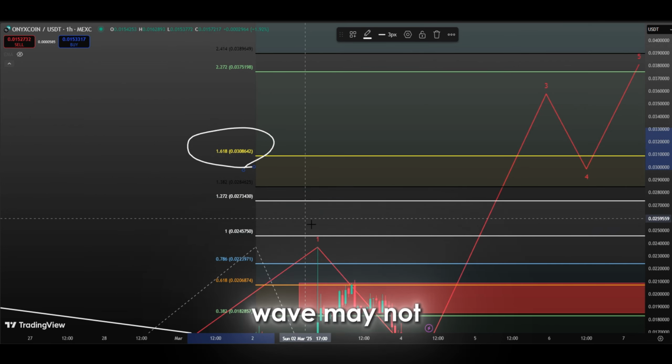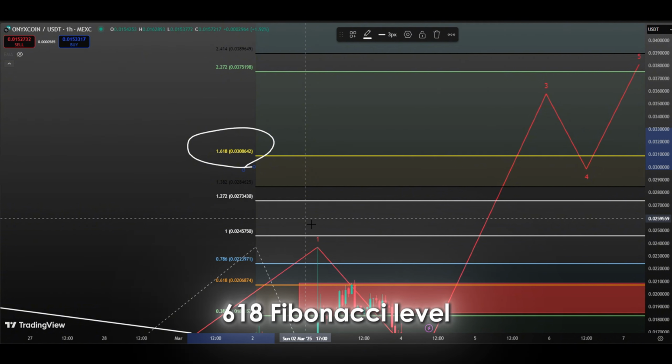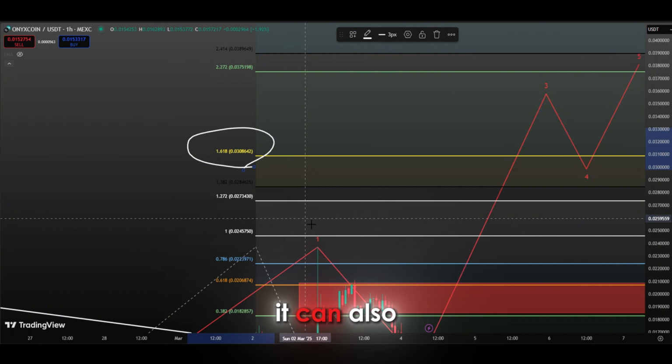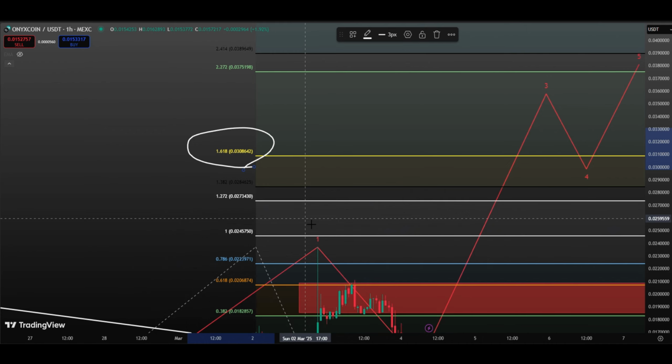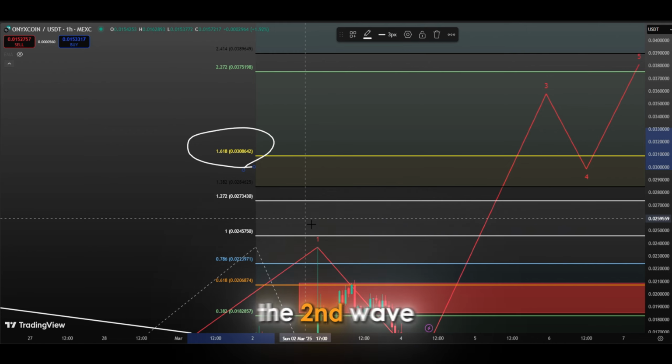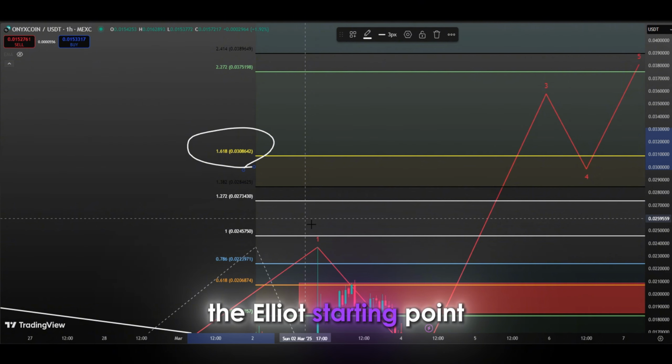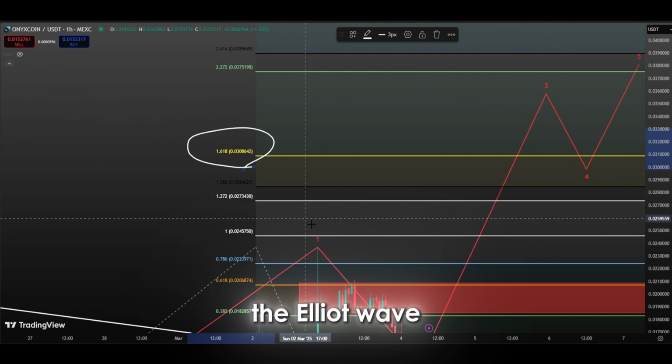However, the third wave may not only reach the 1.618 Fibonacci level. In a strong trend, it can also go to higher Fibonacci levels. Also, for the third wave to occur, the second wave must not go below the Elliott starting point. If it does, the Elliott wave count is cancelled.